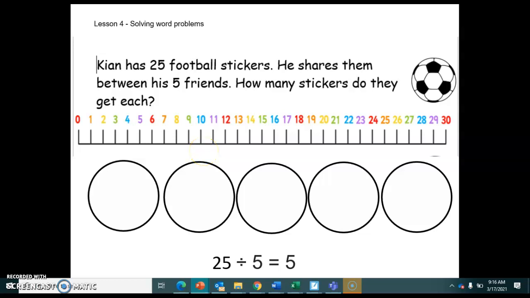Okay, so moving on to the main part of this lesson. We're solving word problems, but we've used things such as just circles and bar models, but I also wanted to show you how we can use a number line.